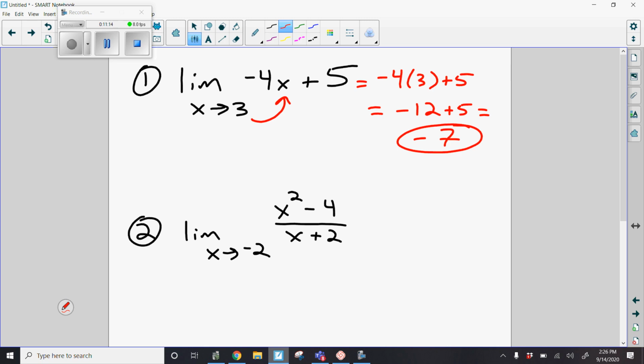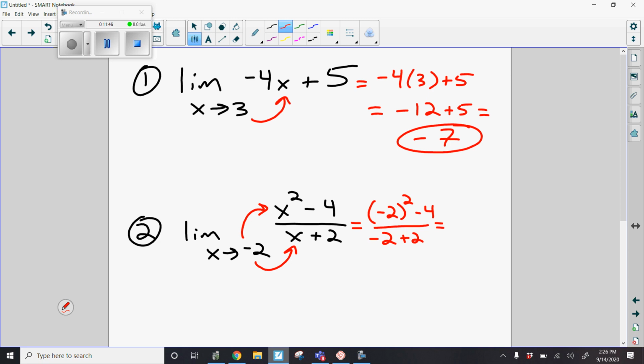Here I have the limit as x goes to -2 of this rational function, x squared minus 4 over x plus 2. So you might say, well, let's just plug in, see what happens. I agree. Let's see what happens. What happens when we plug in -2? Well, on top, we're going to get -2 squared minus 4. On the bottom, we're going to get -2 plus 2.